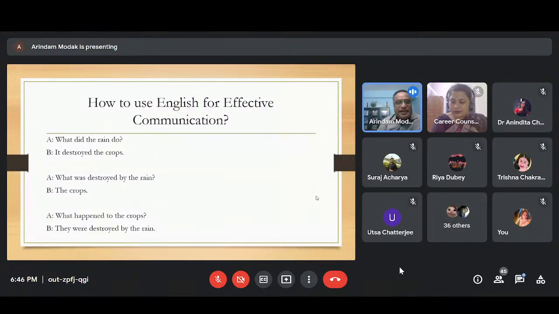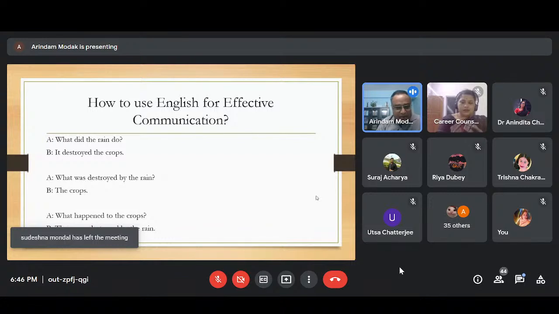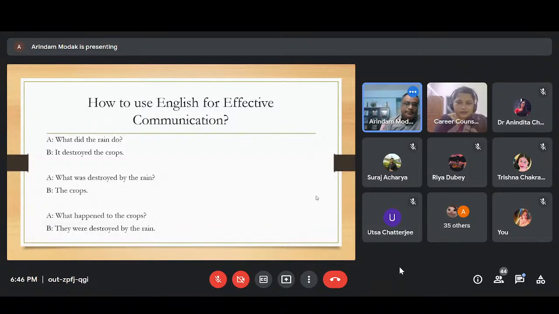Not every correct sentence can be effective communication, but we have to think about the situations, the context, where we communicate. And accordingly, we have to use our language, like we do for our mother tongue.